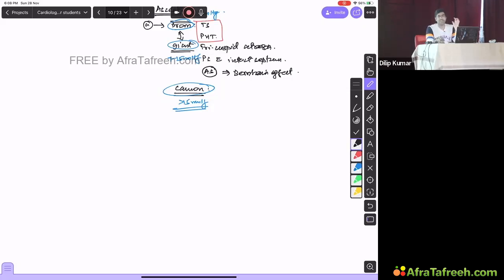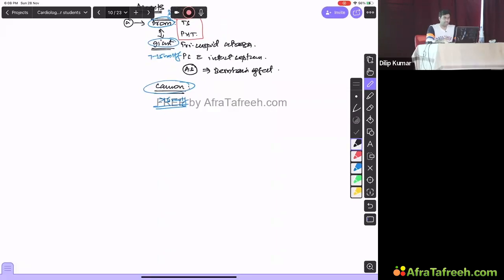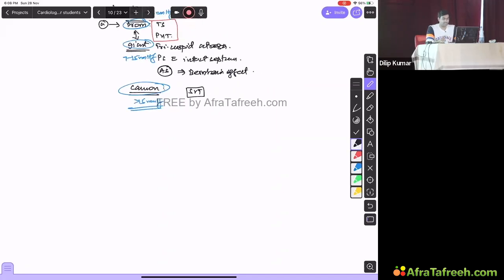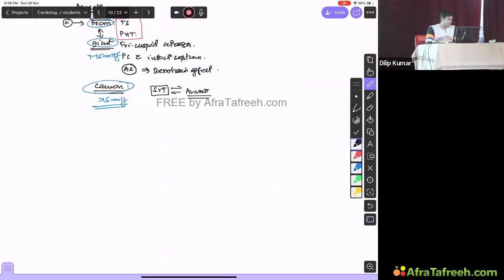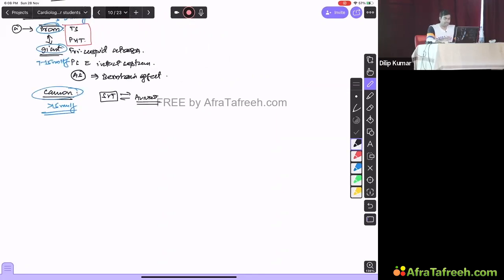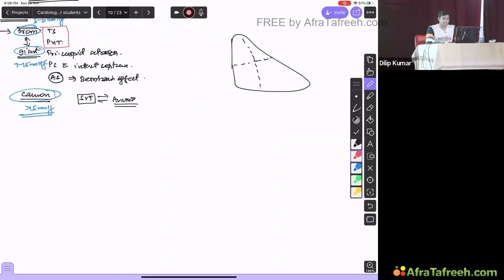So what are the conditions where the atrium and ventricle will contract simultaneously? There are two areas where it can happen. One is in patients with SVT, supraventricular tachycardia. So what happens in SVT? Typically in AVNRT, atrioventricular nodal reentrant tachycardia. For people who don't know what AVNRT is, I would explain it simply.